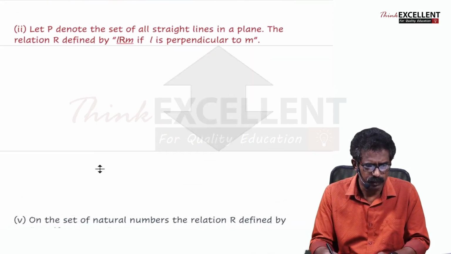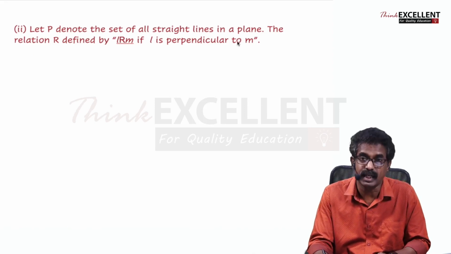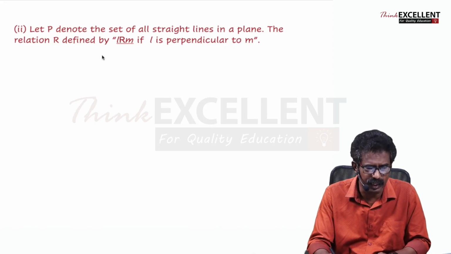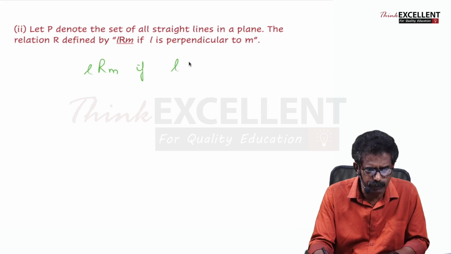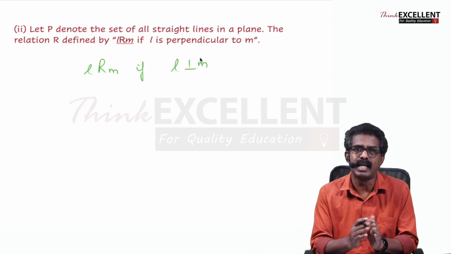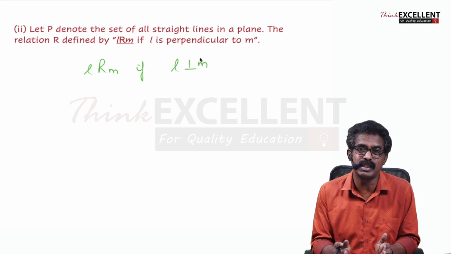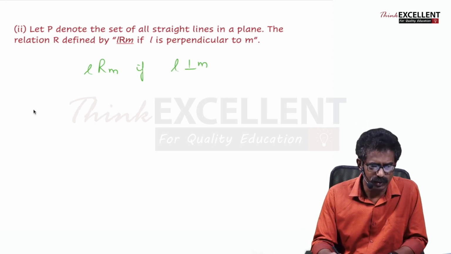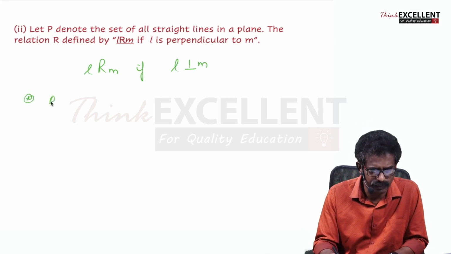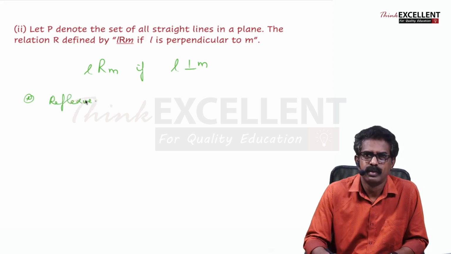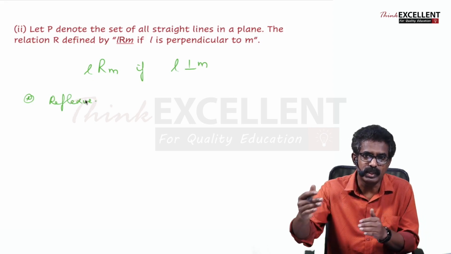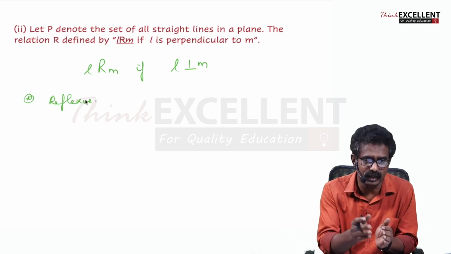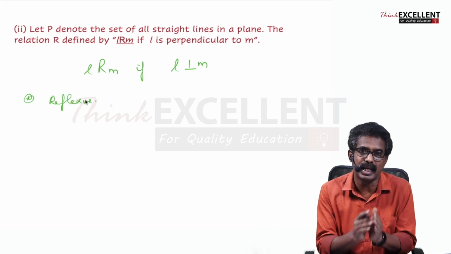Let P denote the set of all straight lines in a plane and the relation L related to M. L is related to M if L is perpendicular to M. If L and M are perpendicular, so here the relation is what? Perpendicular, okay? So first reflexive. Satisfied or not? You take one line. Same line you say again, in between you say the word this relation. Which relation? Perpendicular to. A line L.